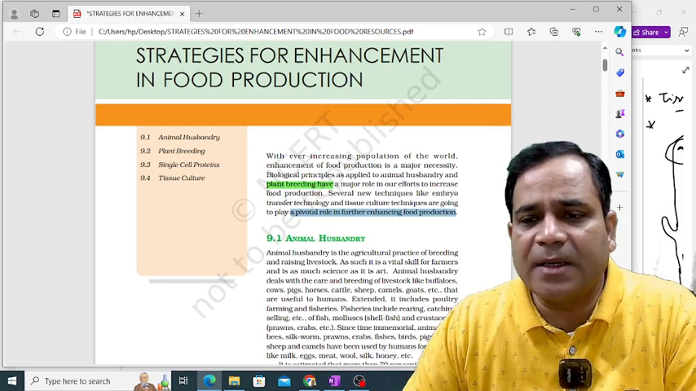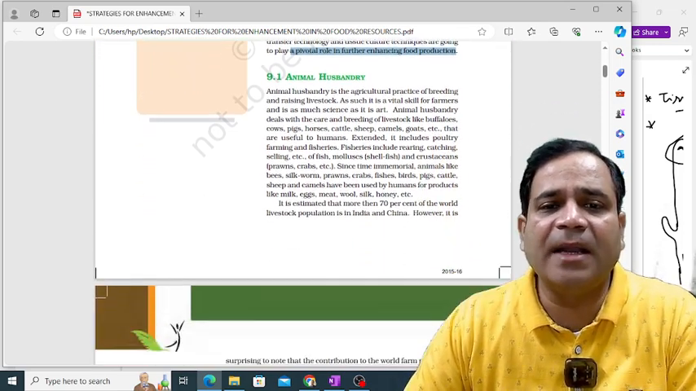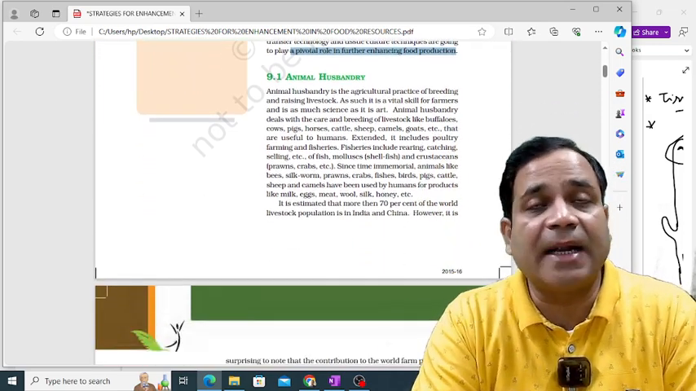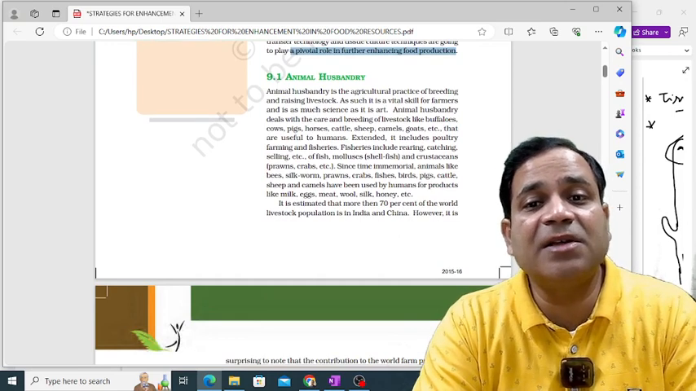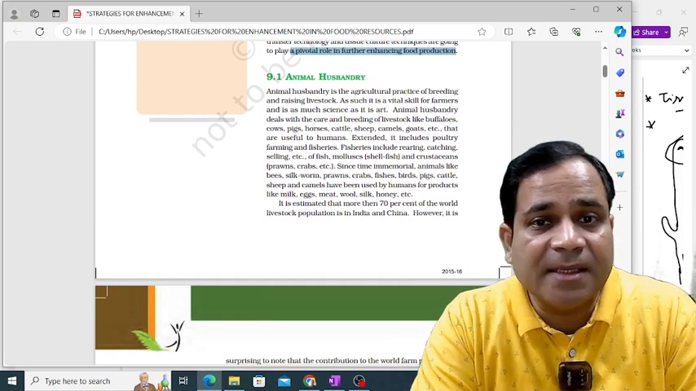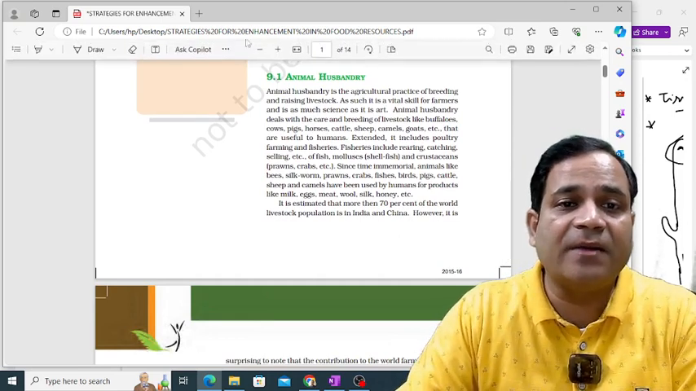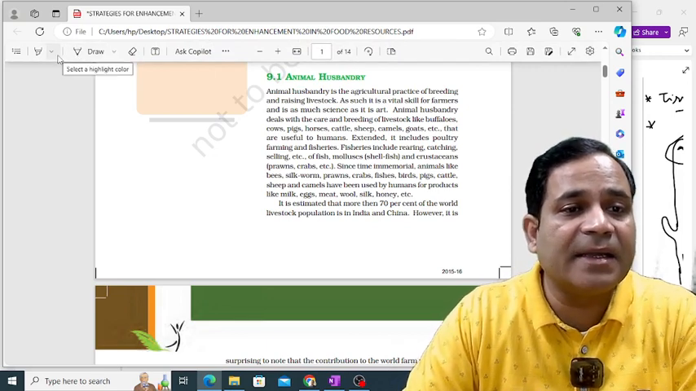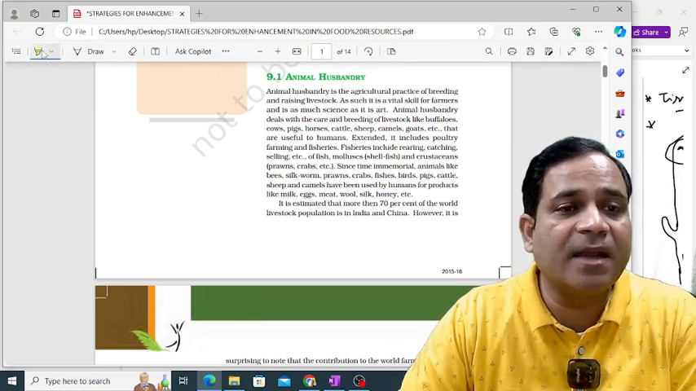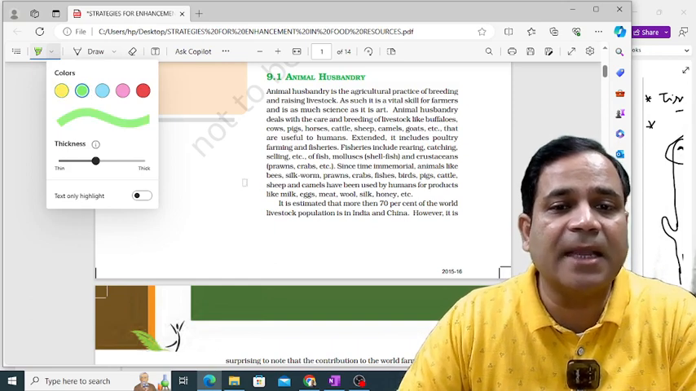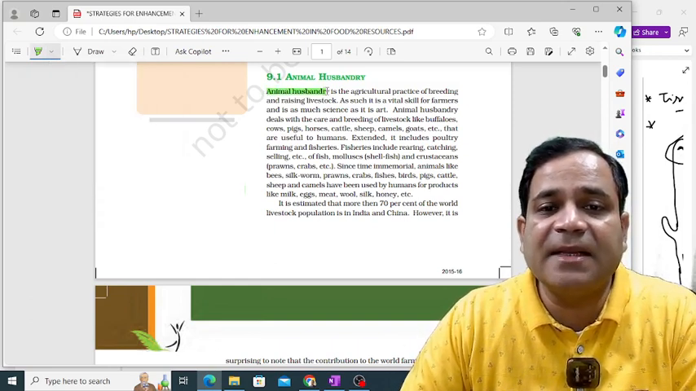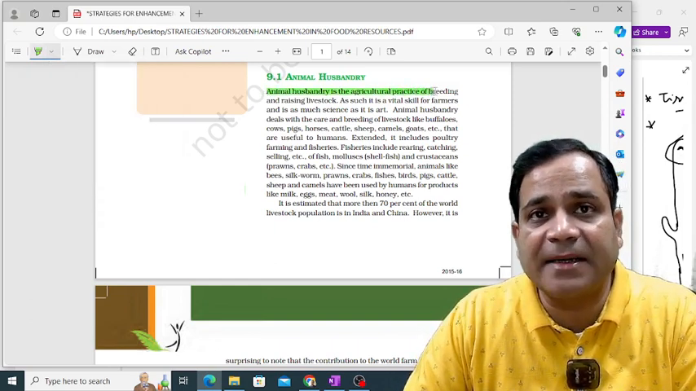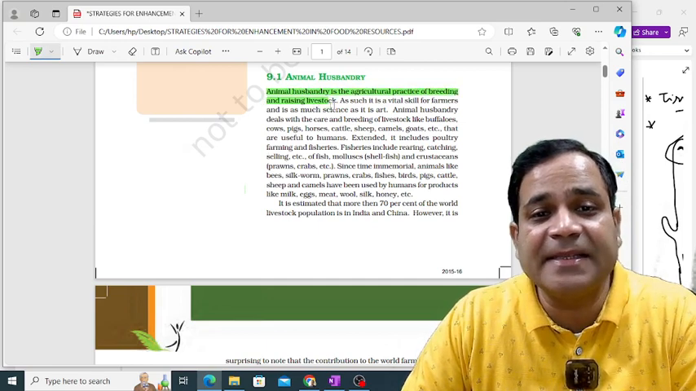Let's see what NCERT tells us about how animal husbandry is an agricultural practice. Wait for a moment, I'm just marking this because it is very important. Animal husbandry is the agricultural practice of breeding and raising livestock.